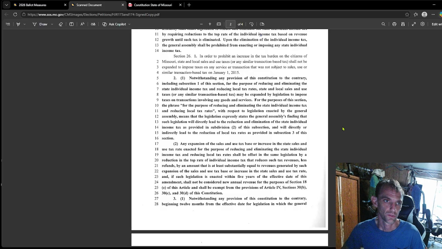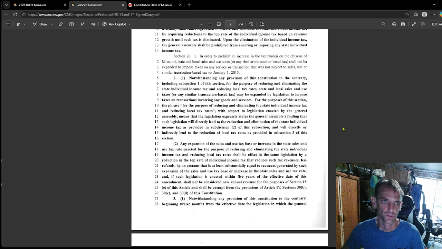Subsection 2 of Section 26. 1. Notwithstanding any provision of this Constitution to the contrary, including subsection 1 of this section, for the purpose of reducing and eliminating the state individual income tax and reducing local tax rates, state and local sales and use taxes, or any similar transaction-based tax, may be expanded by legislation to impose taxes on transactions involving any goods and services.